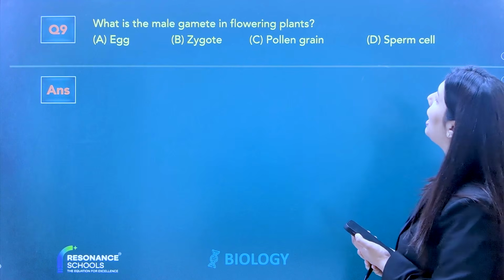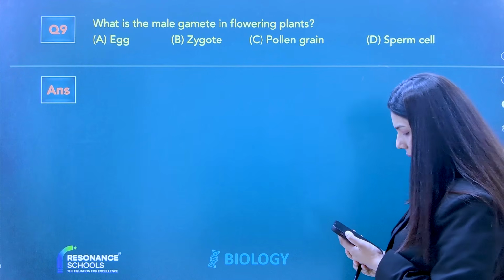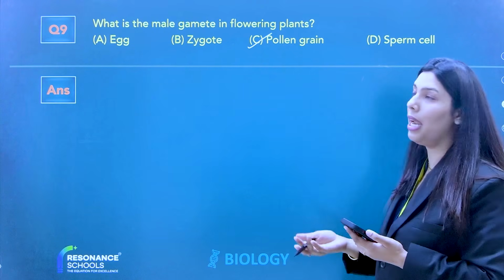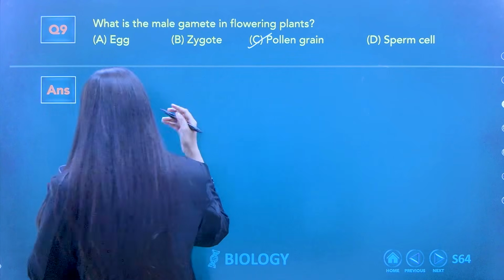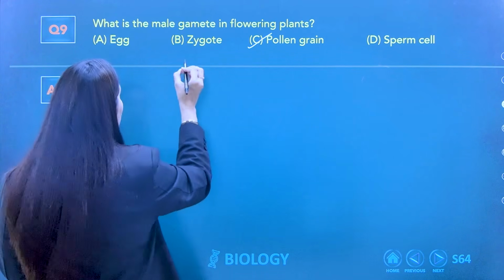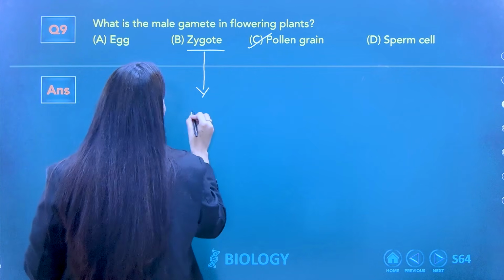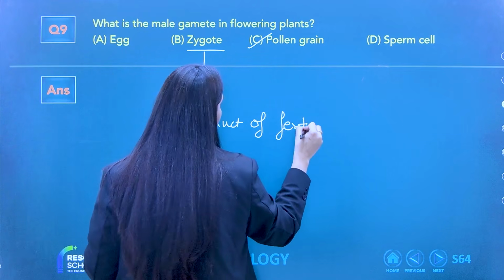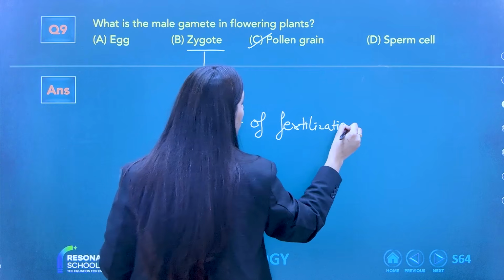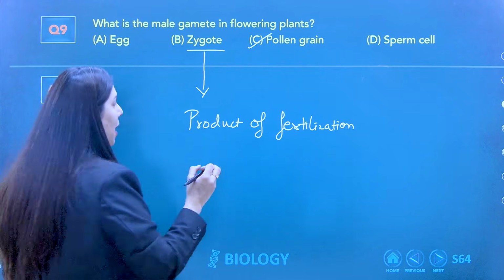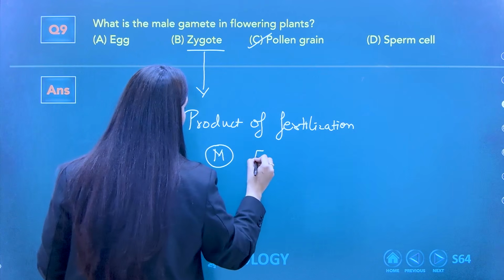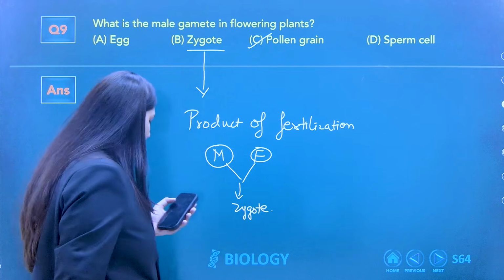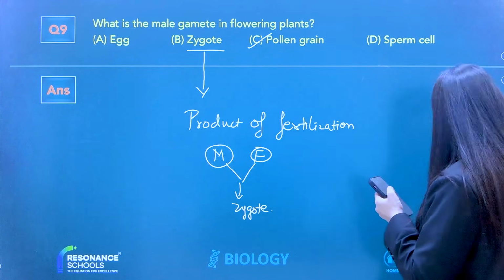What is the male gamete in flowering plants? The male gamete is the pollen grain. What is a zygote? You already know this. Zygote is the product of fertilization. Whenever there is a fusion of male and female gametes, a zygote is formed.